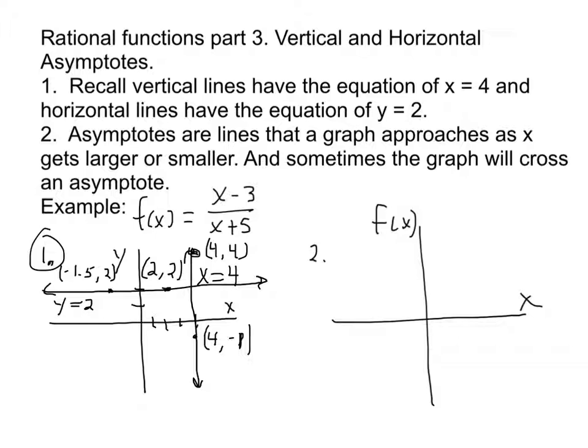So asymptotes then are lines that a graph approaches as x gets larger or smaller, and sometimes the graph will cross an asymptote. Let's take our example, f of x equaling x minus 3 over x plus 5. You can pause this and take your calculators out and type that in, view it in a standard viewing window, and you get a graph that looks something like this.